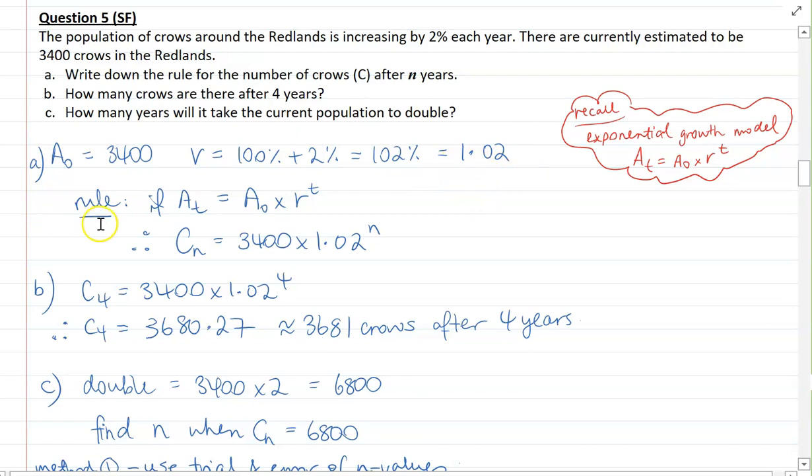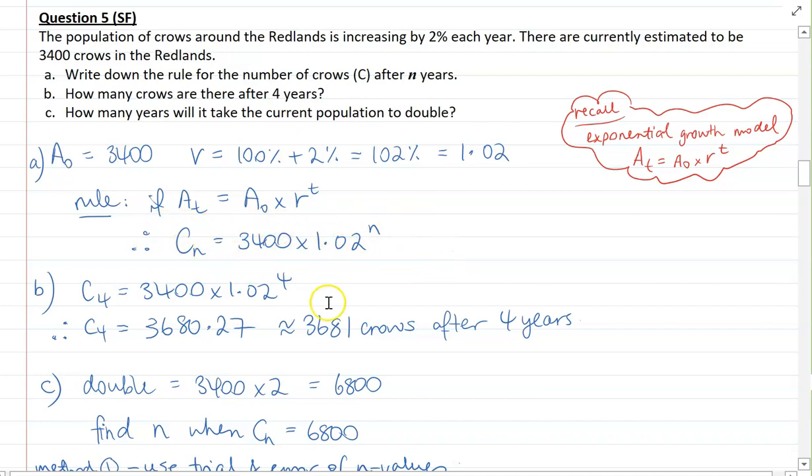So if I simply substitute in my known initial and my known rate of growth, that means my rule to describe the growth of crows every year is going to be Cn equals 3,400 times 1.02 to the power of n. And remember, you cannot combine the 3,400 and 1.02. You have to leave the rule like that. That's as simple as you can get.